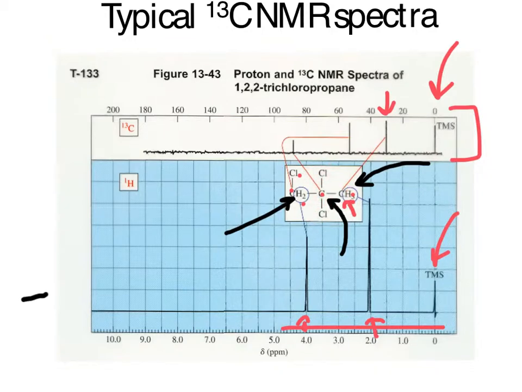So since it has the most electron withdrawing groups on it, and since it's also a carbon with no hydrogens, it shows up a little more downfield, so we're around 90 ppm. So that is, again, very similar. We really only have to focus on chemical shift when we're dealing with carbon NMR.